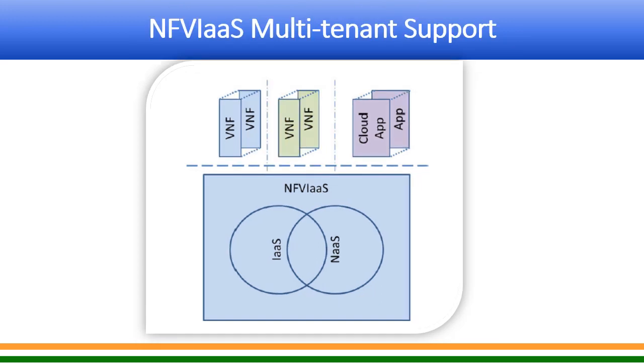There is also a possibility that this NFVI as a service is a kind of multi-tenant. The specifications also talk about multi-tenant support on NFVI aaS. So maybe this set of VNF is of operator 1, this set of VNF is of operator 2, and the cloud app is from any third company. So this is how it can actually work. So multiple tenants can also be used in an NFVI as a service environment.